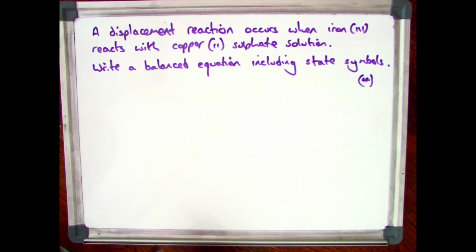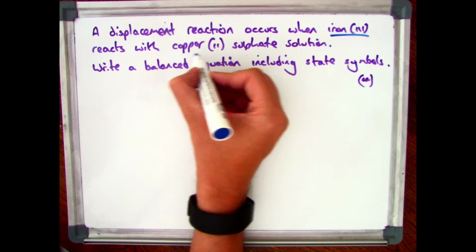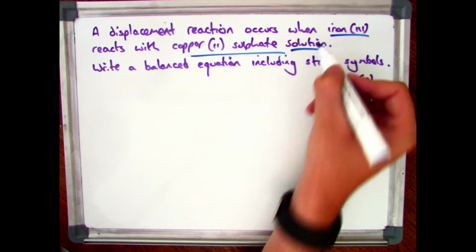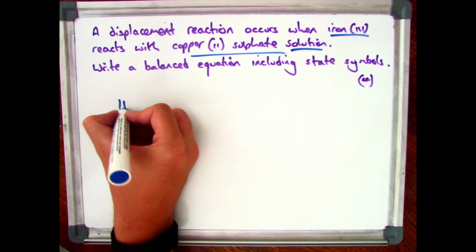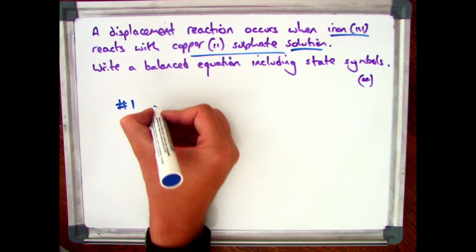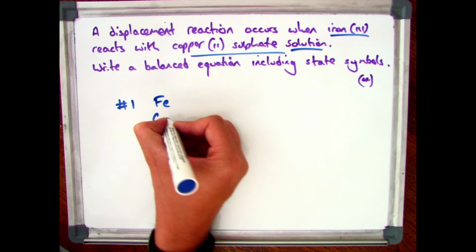Right, we'll do one more example then. Now this one involves something that says iron 3 and copper 2. So I'm going to explain what that means. So let's start off. So we've got a displacement reaction occurring when iron 3 reacts with copper sulfate solution.